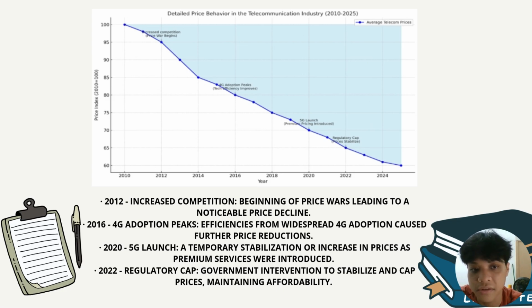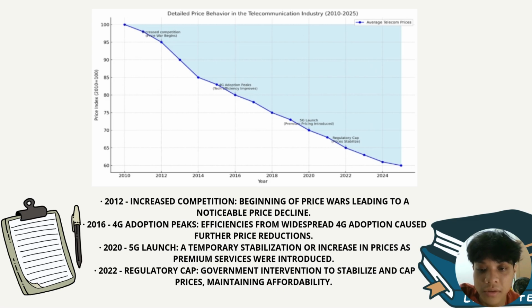Here's the explanations. In 2012, it happens increased competitions, which means it's the beginning of price wars leading to a noticeable price decline. In 2016, which is during the year of 4G adoption peaks, where efficiencies from widespread 4G adoption caused further price reductions.